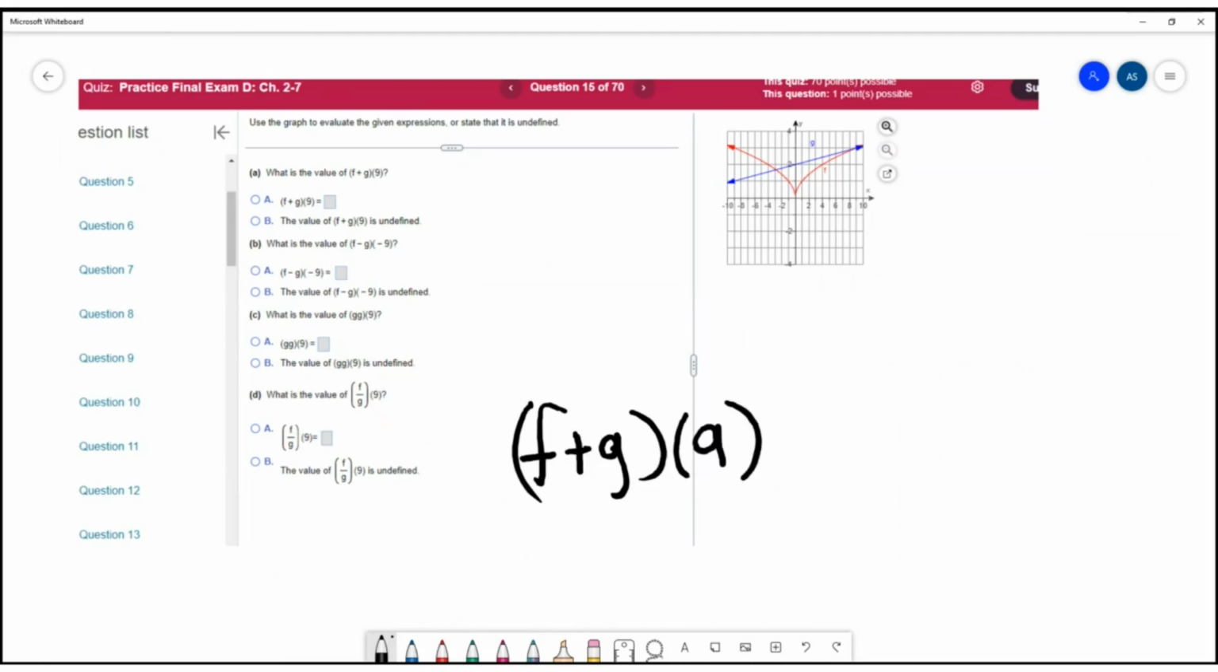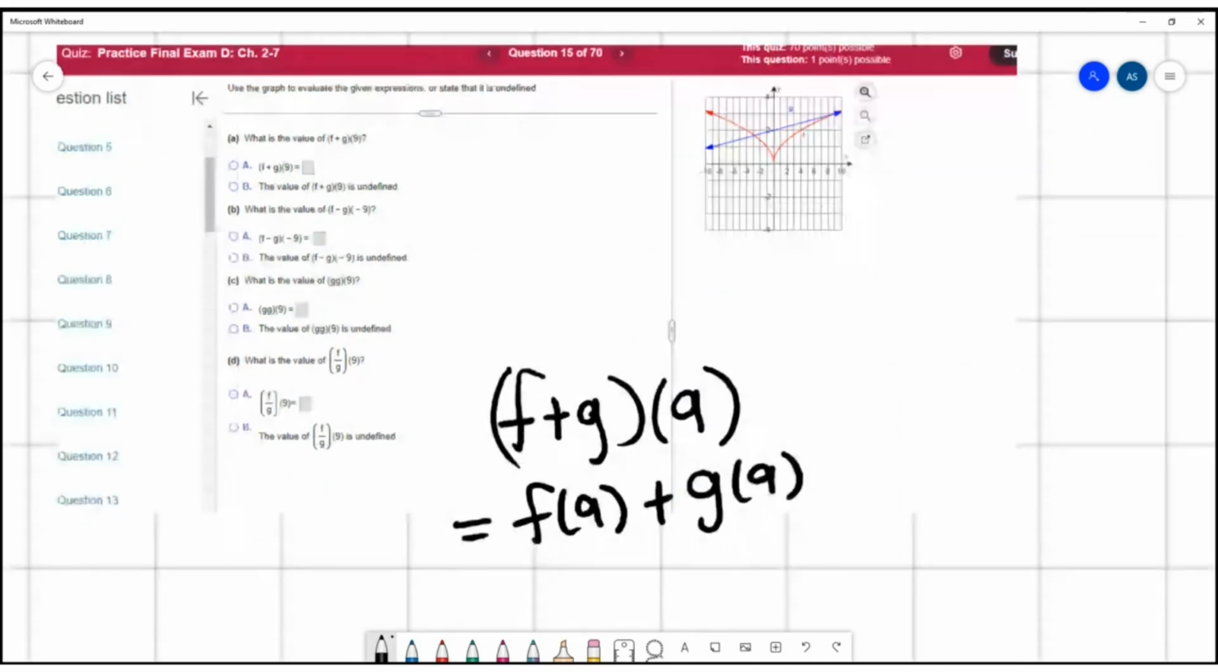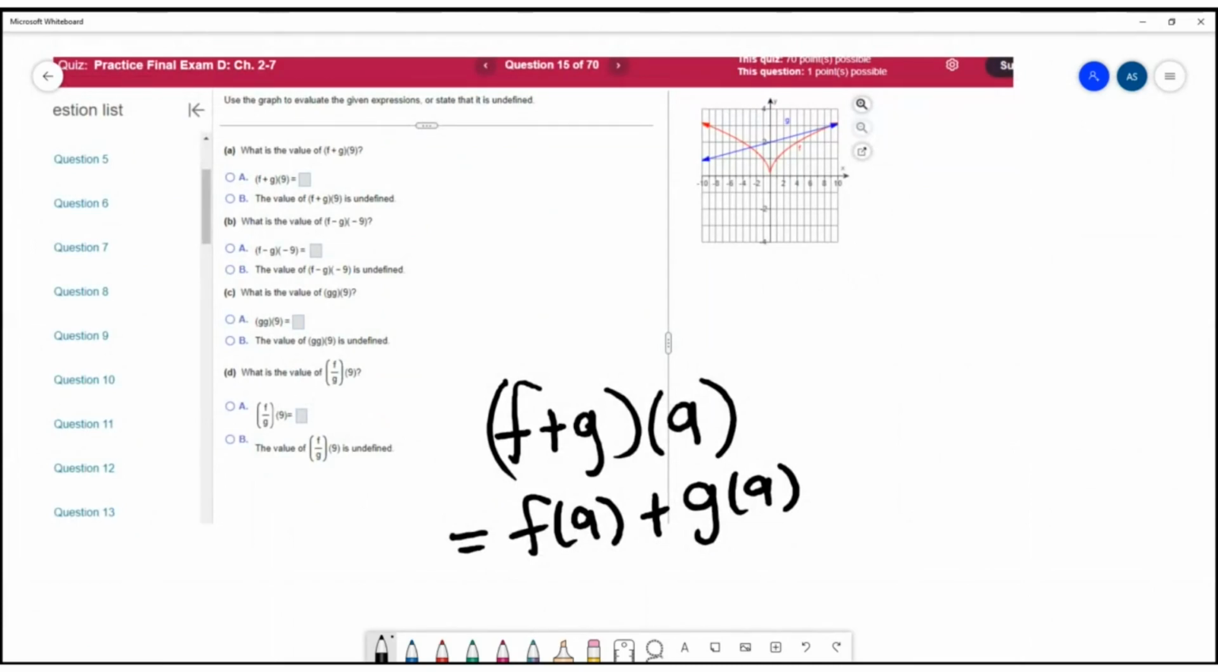So we've got f plus g of 9. I'm going to read this from the graph. On the graph, the blue graph, which is the straight line, is g. And the line that comes to a cusp, the red one, that's f. So we want to find f of 9, g of 9, and then add those results together. Here's where x is 9, and I go up to the graph, and it looks like the y values are at 3. So that would be 3 plus 3, which is 6.